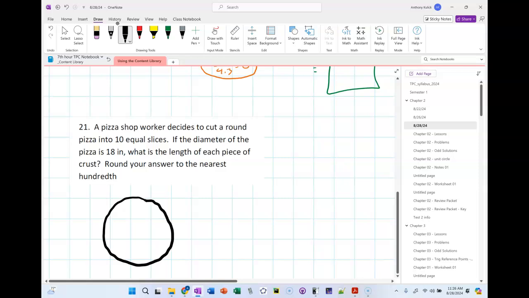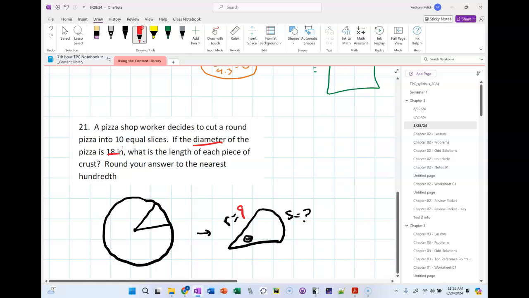So we have our pizza, right? And we're going to cut that into slices. I'm going to just draw one representative slice. So we know we're looking for S. What is going to be the R for that slice? 9, because I know the diameter is 18.